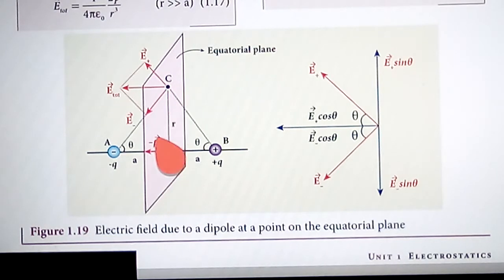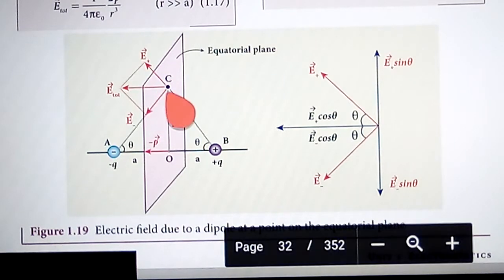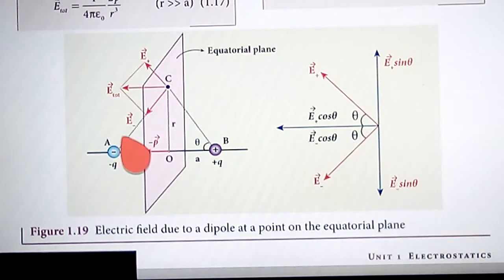Here the dipole moment is given by this minus p vector, and the electric field due to positive charge is given by E plus, and the electric field due to a negative charge is E minus, directed towards the negative charge. E plus is directed away from the positive charge, and the total electric field is given by this arrow mark E total.